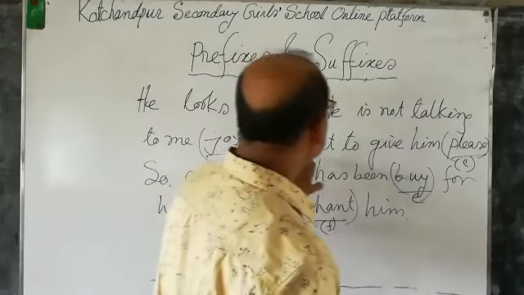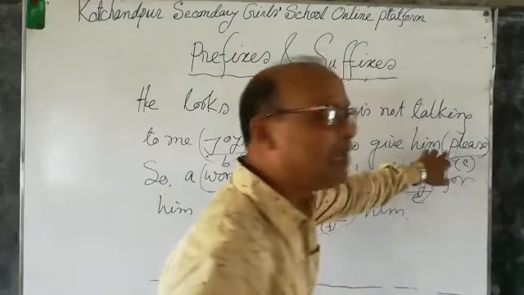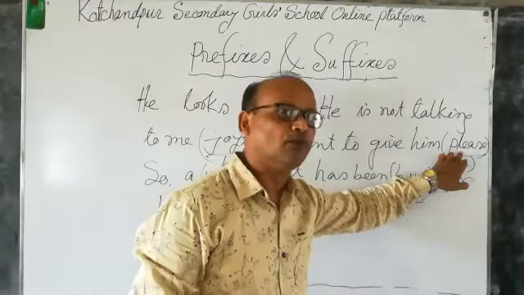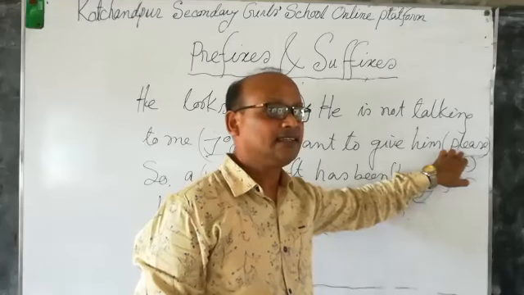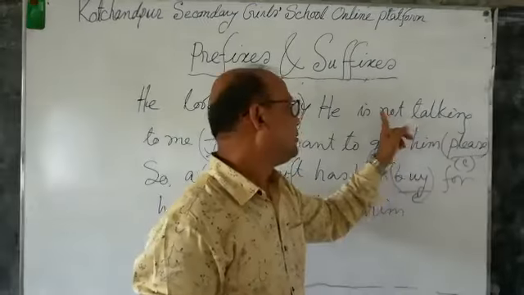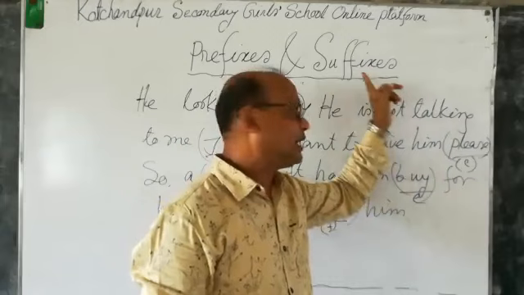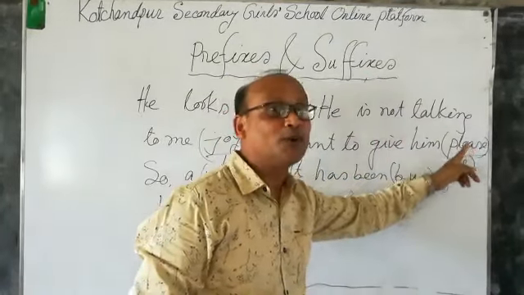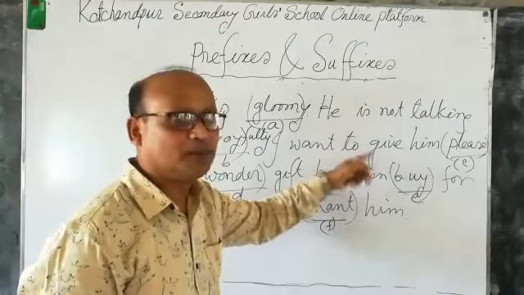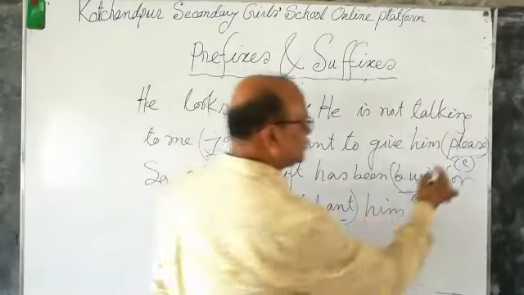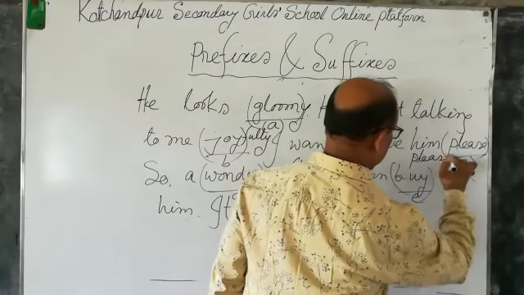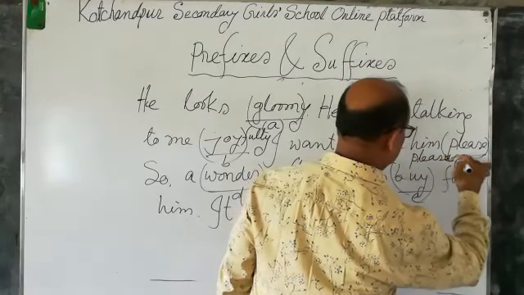And now I want to give him please. Give him please, and it will be noun form, as complement, as we have learned that complement noun is used as complement of transitive verb. So here please will be pleasure. Pleasure.